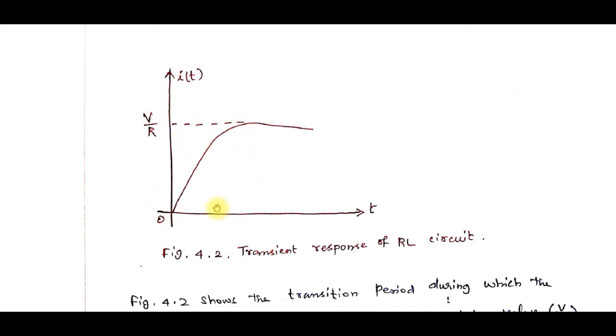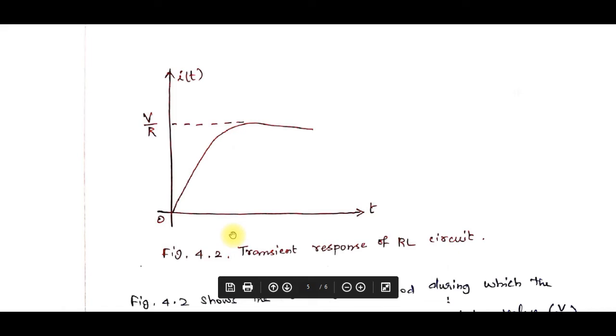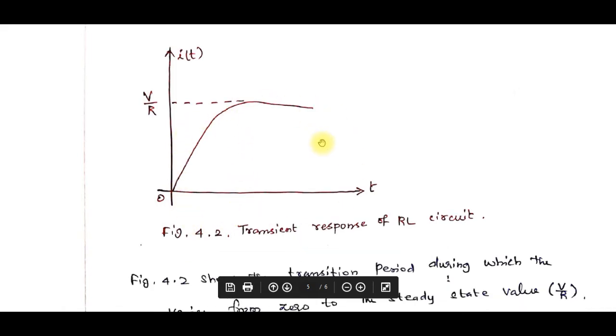Okay, this part is the transient state. After this time the current is constant, so it is the steady state. Up to this point the time is the transient time. After that, this is the steady state. So this is the steady state, and this part is the transient state. Now you can understand the steady state and the transient state.